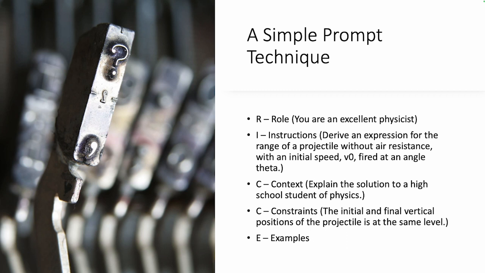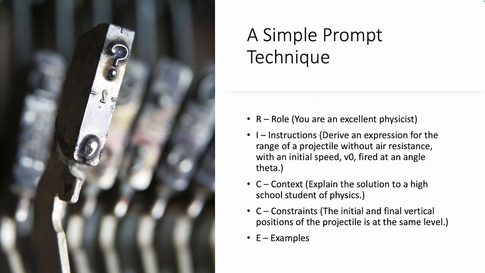Derive an expression for the range of a projectile without air resistance with an initial speed v0 fired at an angle theta. Next, we provide the context. Explain the solution to a high school student of physics. Then we provide a constraint. The initial and final velocity, the initial and final vertical positions of the projectile is at the same level.